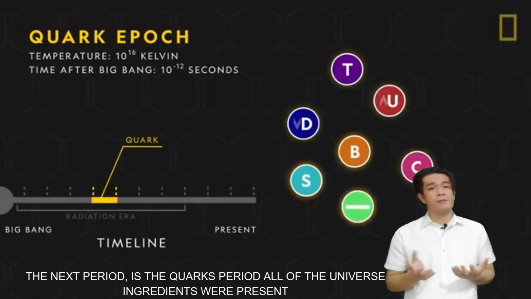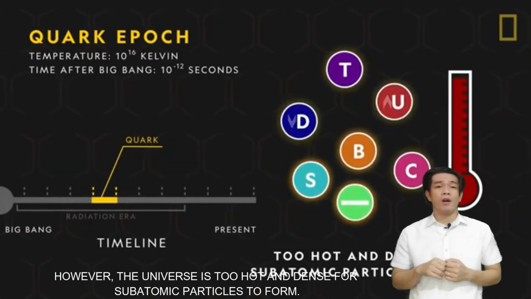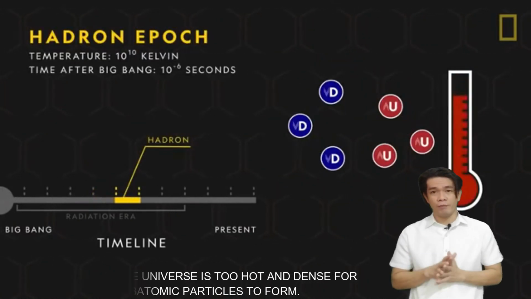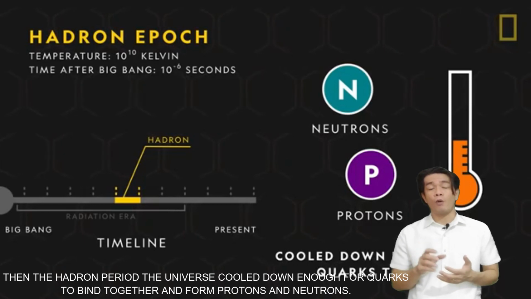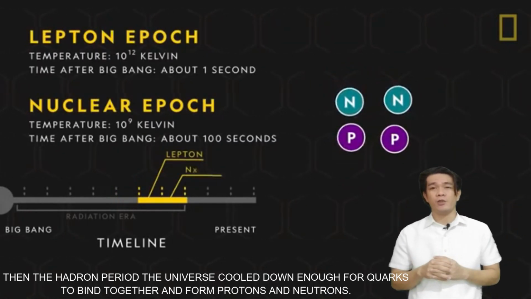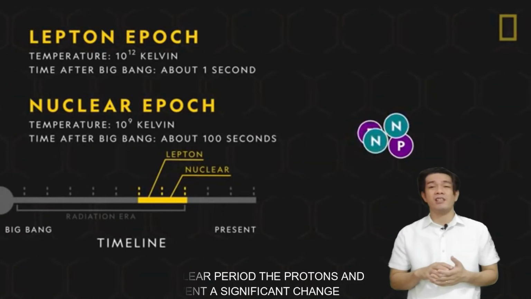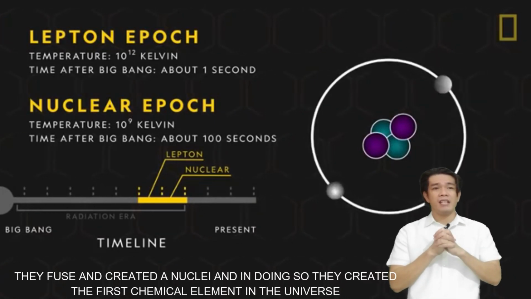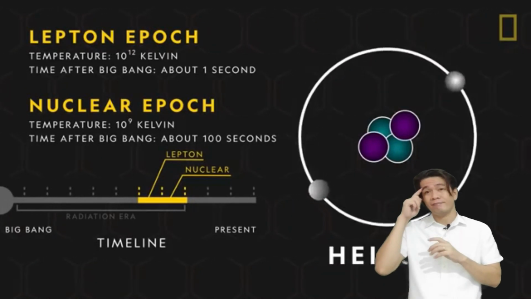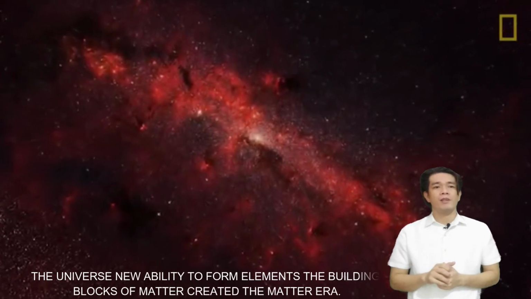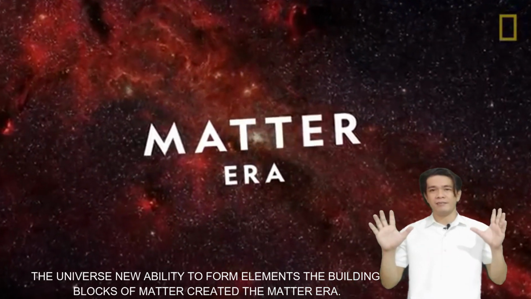The next period is the quark period. All of the universe's ingredients were present. However, the universe was too hot and dense for subatomic particles to form. Then, the hadron period. The universe cooled down enough for quarks to bind together and form protons and neutrons. In the lepton and nuclear period, the protons and neutrons underwent a significant change. They fused and created nuclei, and in doing so, they created the first chemical element in the universe: helium. The universe's new ability to form elements, the building blocks of matter, created the matter era.